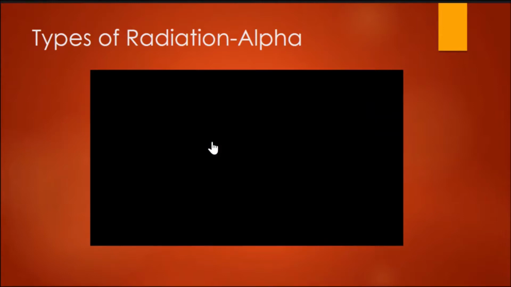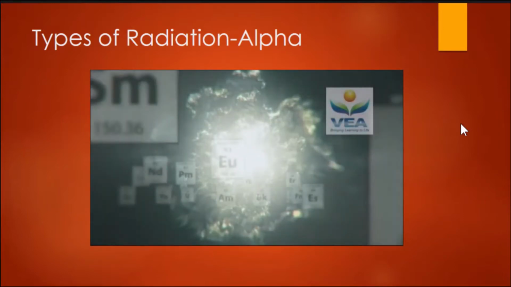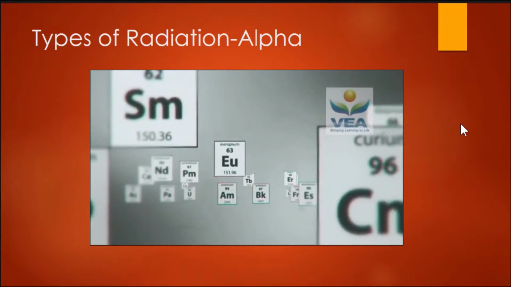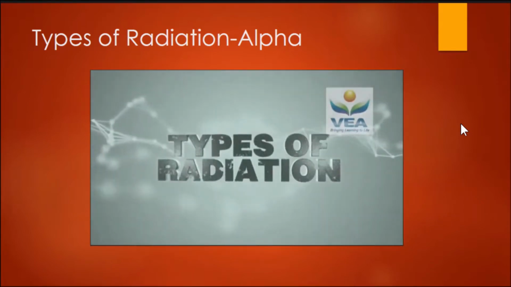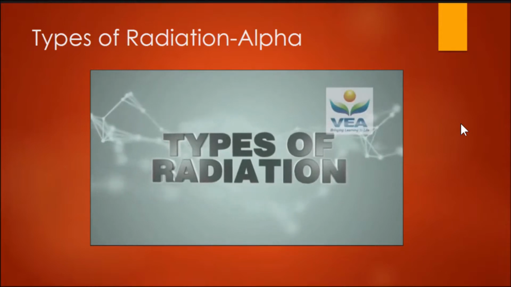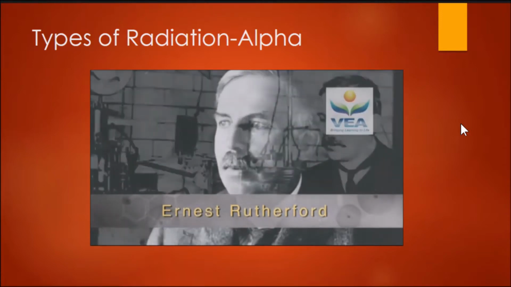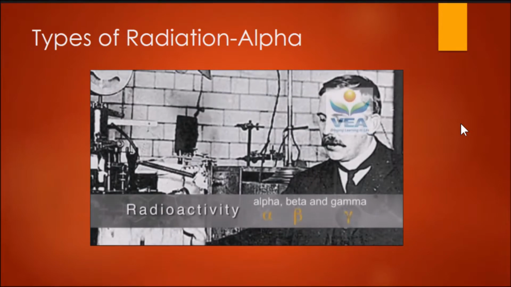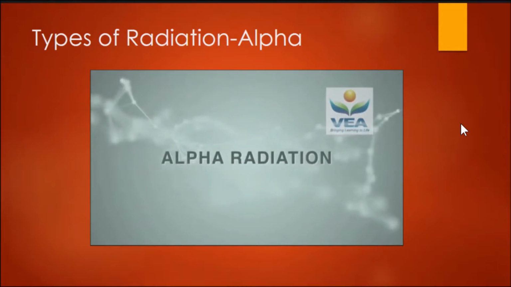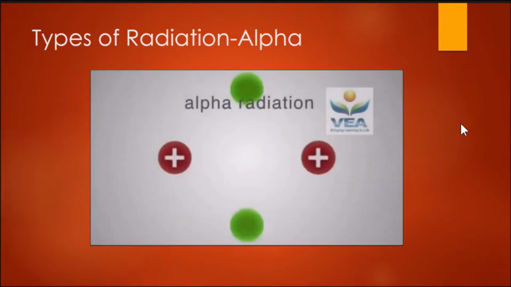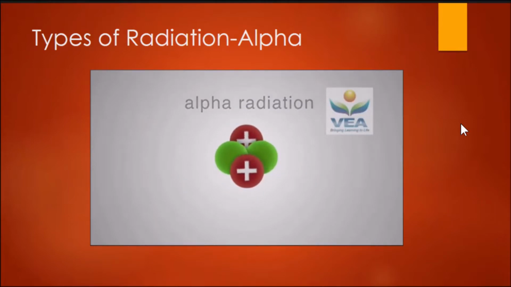All right, alpha rays. Get ready to write again. Ernest Rutherford confirmed that radioactivity involves 3 different types of radiation: alpha, beta, and gamma. Alpha radiation consists of positively charged helium nuclei, that is, 2 protons and 2 neutrons.